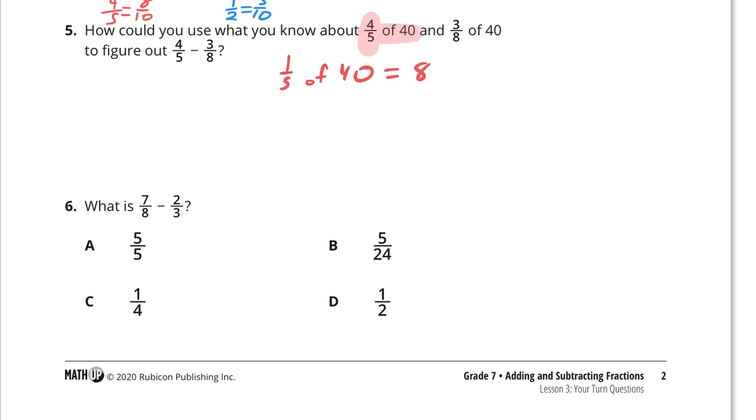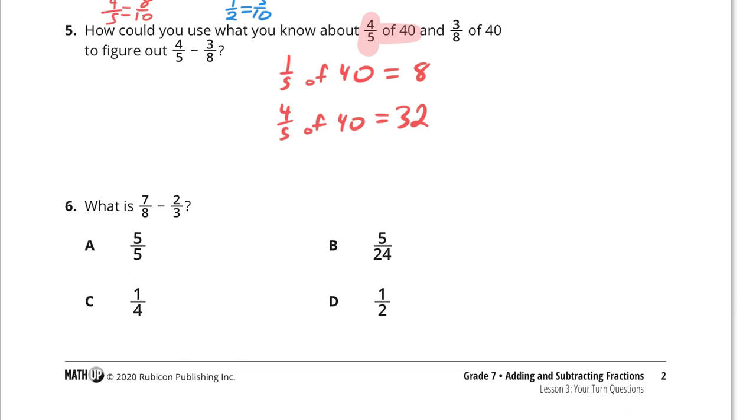Then, if you needed 2 pieces or 2/5 of 40, you would just double that, right? 2/5 of 40 would be 16, and 3/5 of 40 would be 24, and 4/5 of 40 would be 32, right? So 4/5 of 40 would be 32.